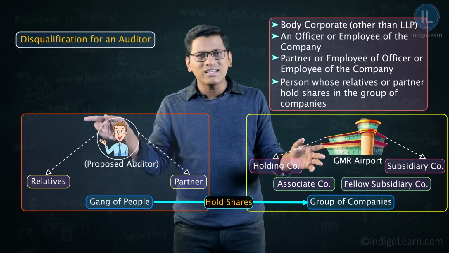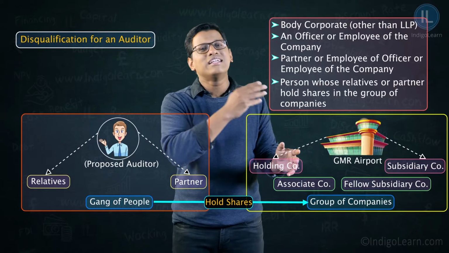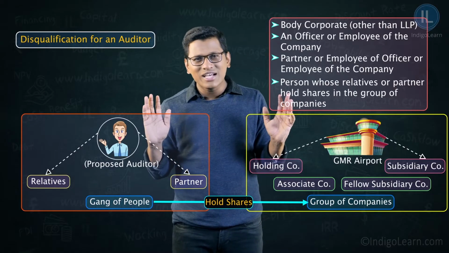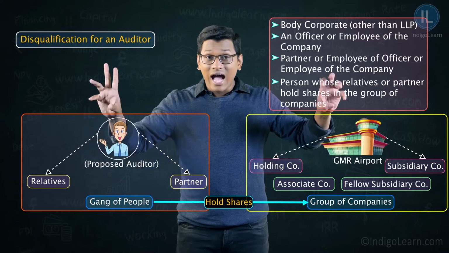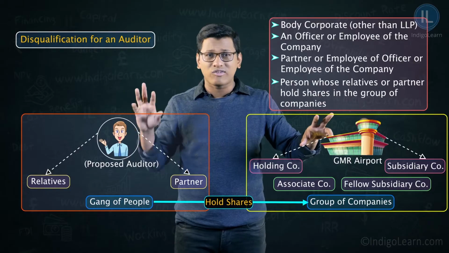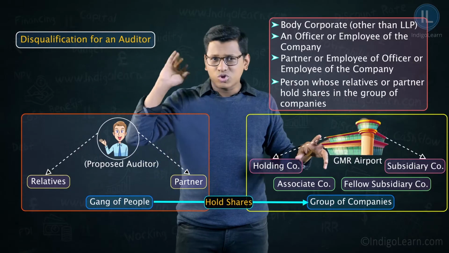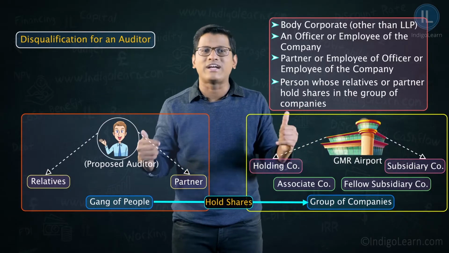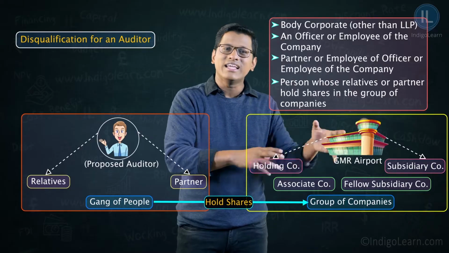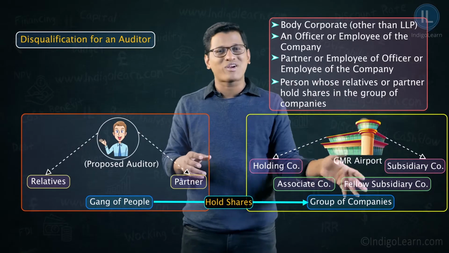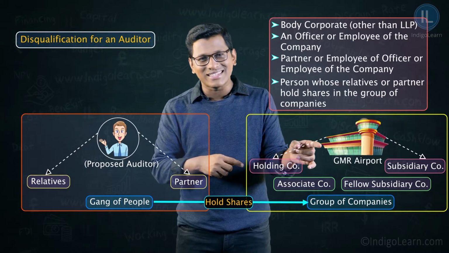So this person who is going to be appointed as auditor will be disqualified from being appointed as auditor of GMR Airport. Are you clear about that? So this is the first point under these disqualifications. I am not talking about the first 3 points of disqualification, they are over. Body corporate, OE, PE of OE, those 3 are over. Now this is the 4th point in that sense. So if they hold any share, any security in the group of companies, then this person will be disqualified from being appointed as auditor of the company.